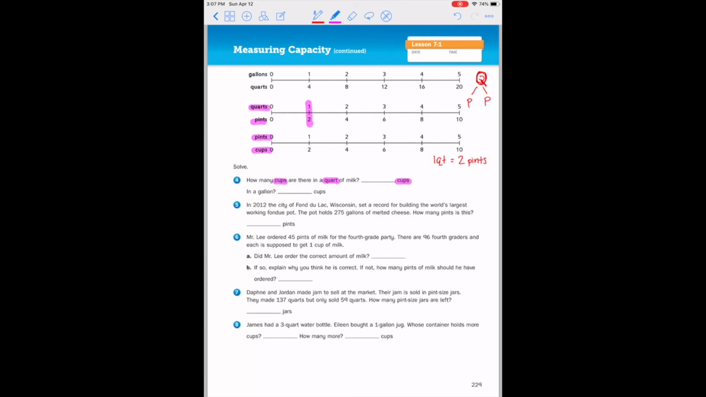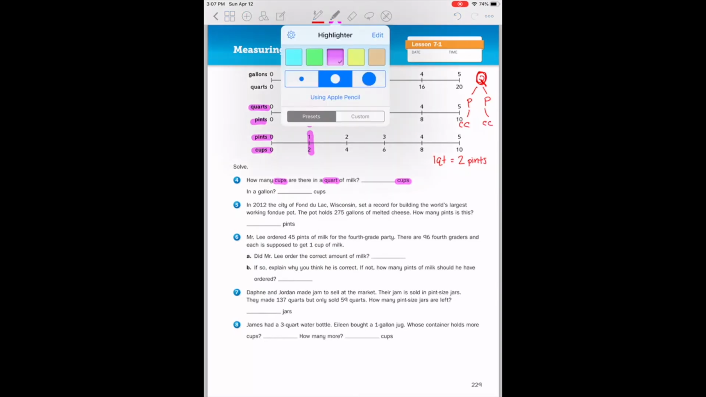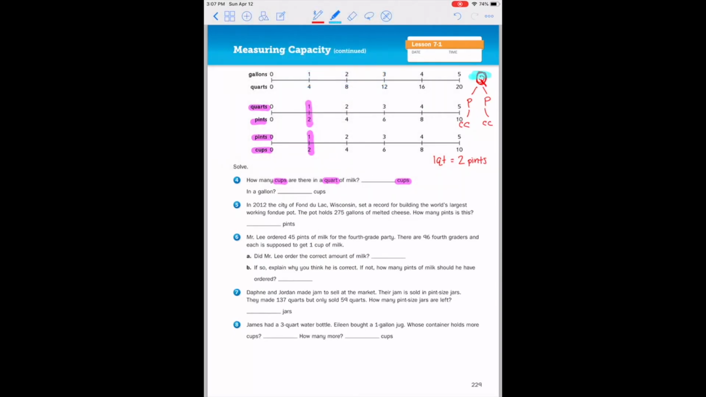Now, for every pint, there's 2 cups. So for this pint, there's 2 cups, and for this pint, there's 2 cups. So now you can see that for every quart, there's 4 cups. So the answer is 4.